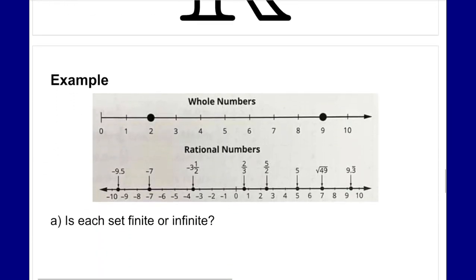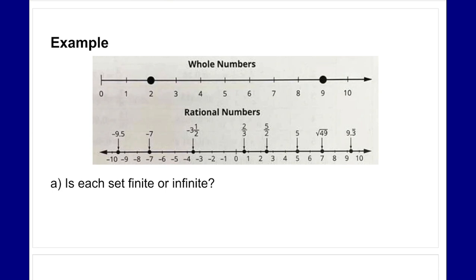So let's just look at one or two examples, again, to talk about some of these concepts. For example, we see two different number lines. We see a whole numbers number line, 0, 1, 2, 3, 4, and so on, only positive values. And we see a rational numbers number line, right? We see the half values and so on. We see values that end in a repeating value. We see positive, we see negative, we see 0. Now, is each set finite or infinite?